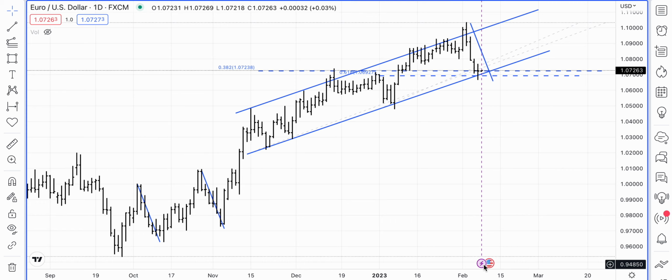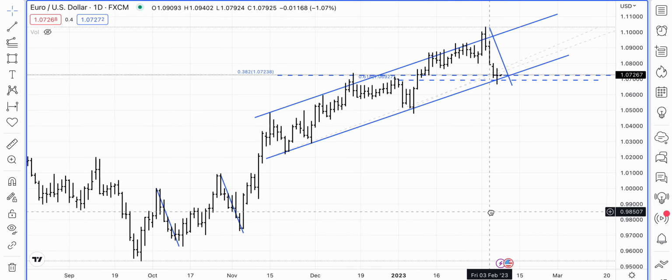Today we'll take a look at the forex market. Mainly we'll take a look at the euro dollar, euro USD, and we will also take a look at the dollar index. This video is for educational purposes only and it is not financial advice. So we are looking at the daily chart of the euro USD, and here I wanted to show a pattern that I'm watching.